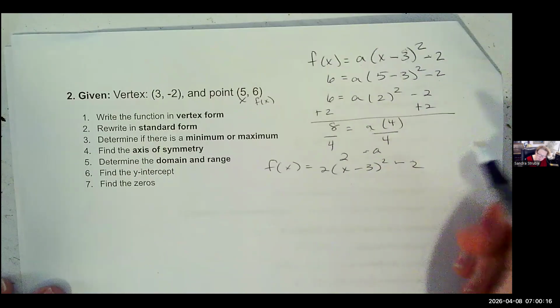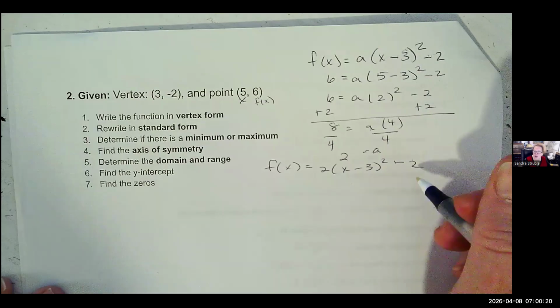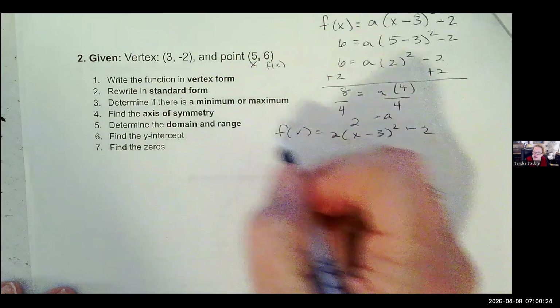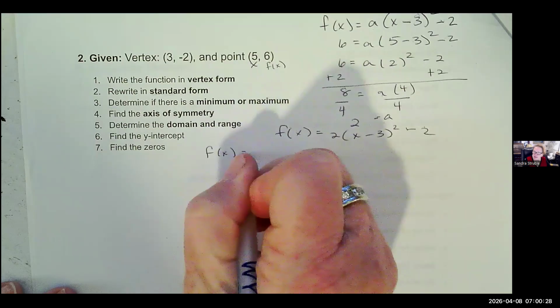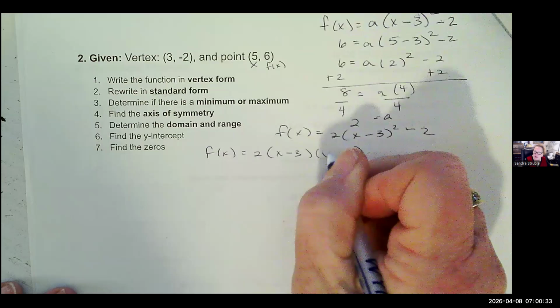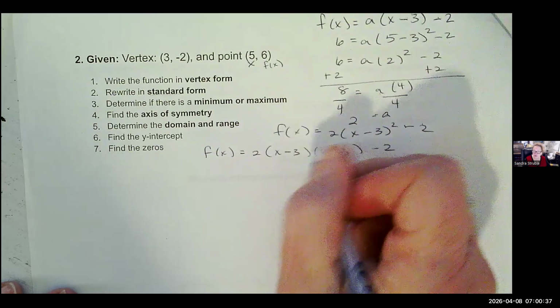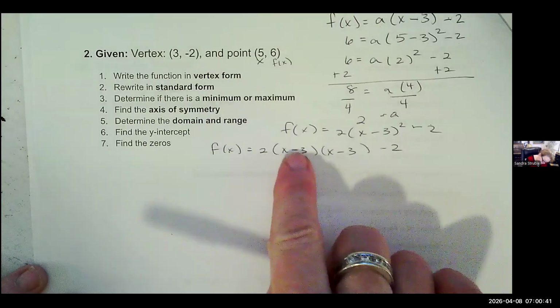Standard form just means we expand this. Standard form, or actually it's general form, not standard. Standard is vertex. The general form is going to be taking the f of x equals 2 and we're going to expand x minus 3 squared, minus 2. You have to do either distribute your 2 over the 1 binomial, or I just like to go ahead and just multiply my 2 binomials.